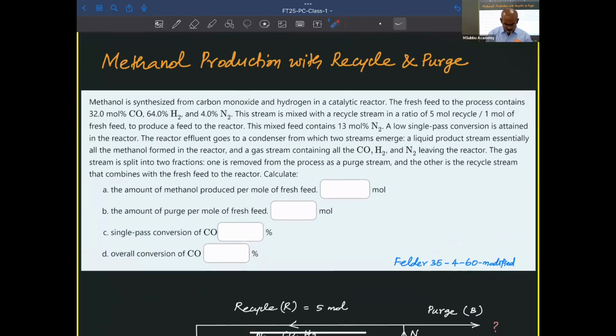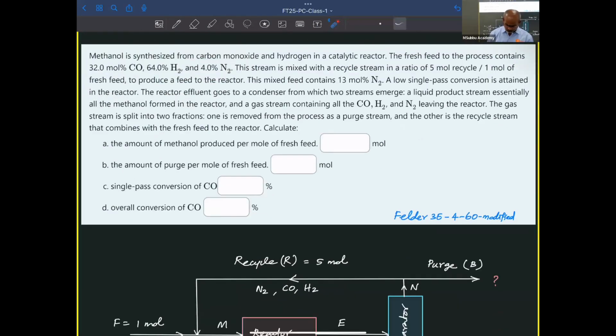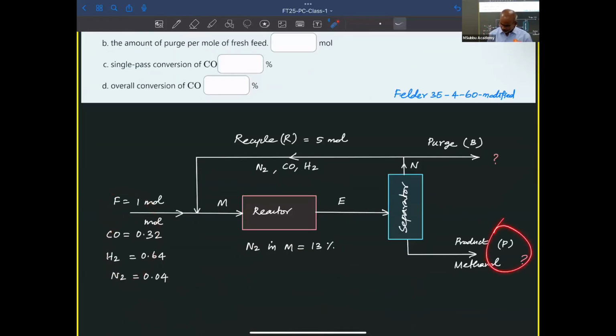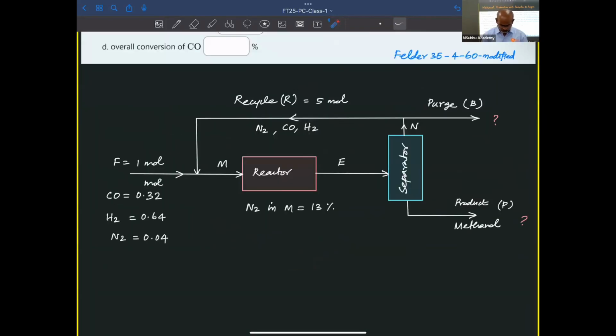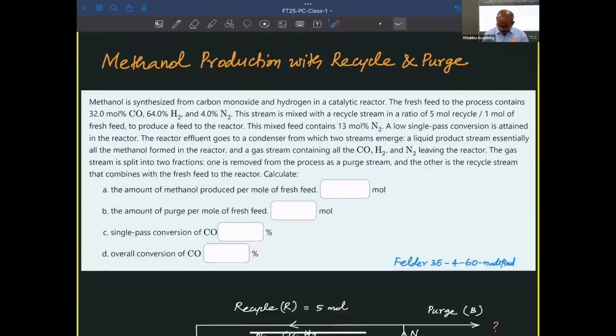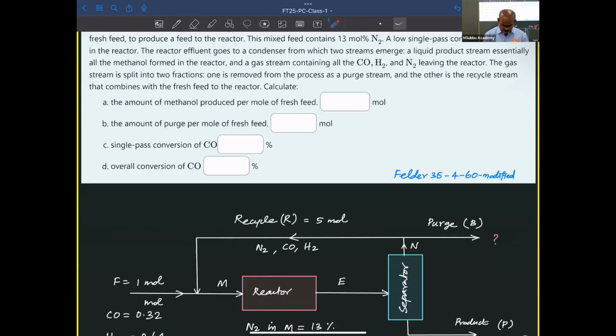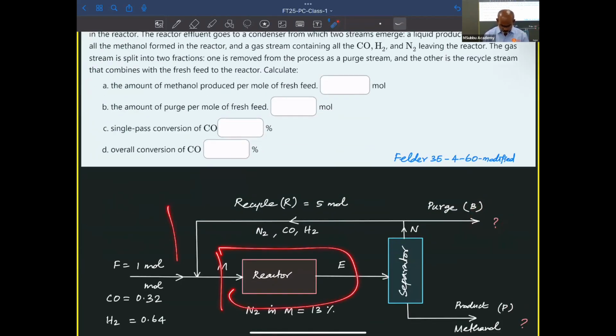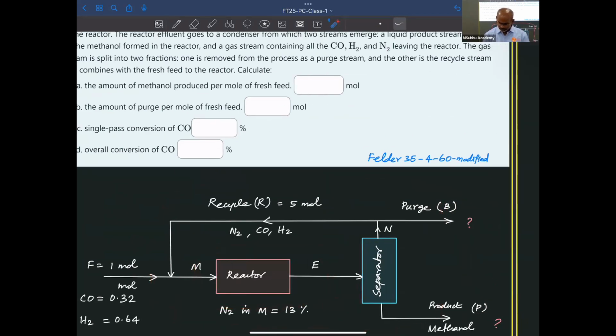So we have this feed composition, and we need to find this and this. That is the overall expectation. Additionally, we have this data, recycle amount, and N2 in M, how much nitrogen is there at this point. Using that, we need to find so many data, like calculating this, and single pass conversion and overall conversion. For that, let us see how this is done.